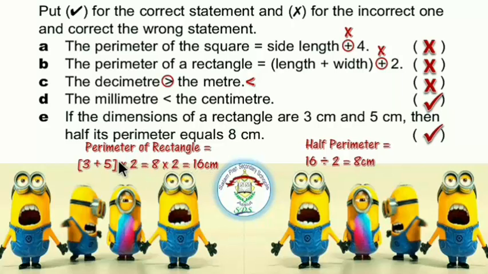This is the perimeter of the rectangle. In our problem, it's required half the perimeter. Half means divided by 2. 16 divided by 2 equals 8 centimeters. Half perimeter equals 8 centimeters. So our statement is true.